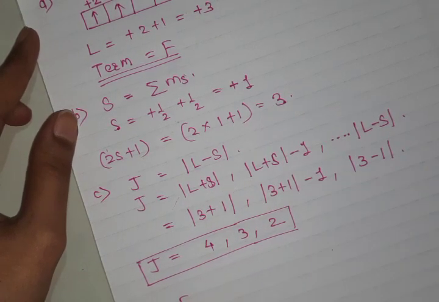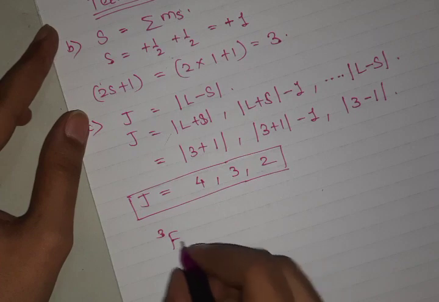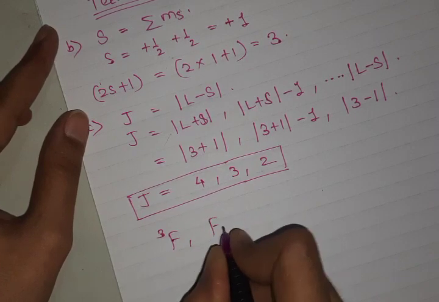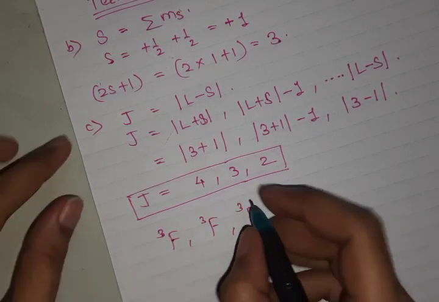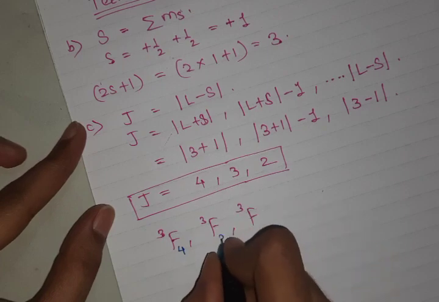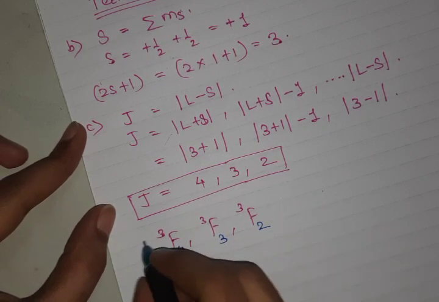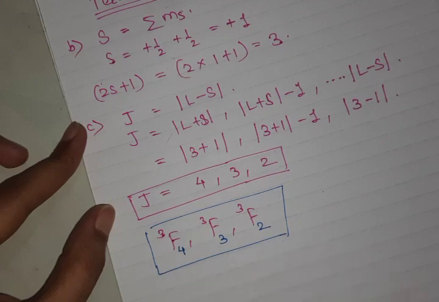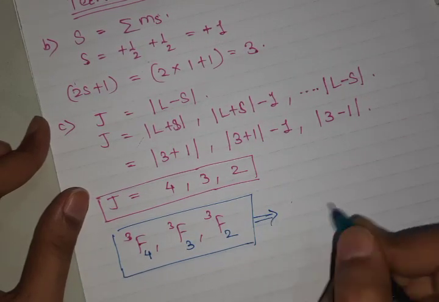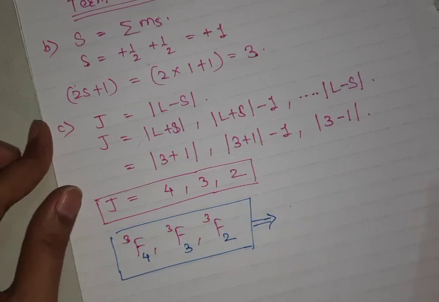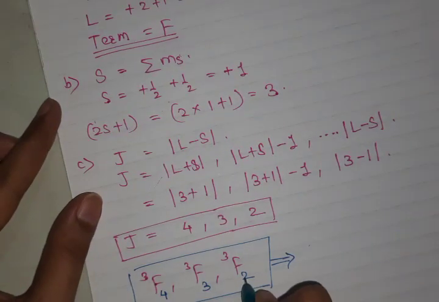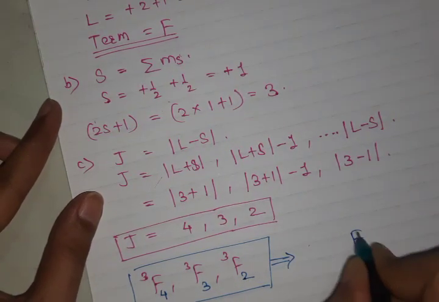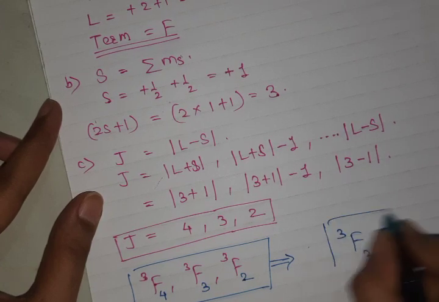Spin multiplicity is 3. Term is F. So 3F, and the possible J values are 4, 3, 2. So these are the term symbols possible for the d2 electronic configuration. But which is the ground term symbol? The ground term symbol is decided by the electronic configuration. This is less than half filled, so we have to take this value only, L minus S. So the ground term symbol is 3F2.